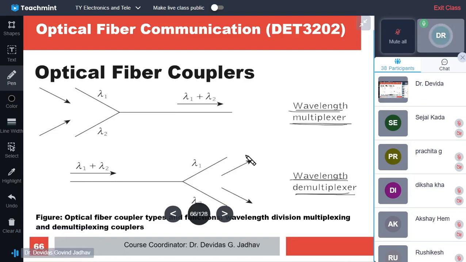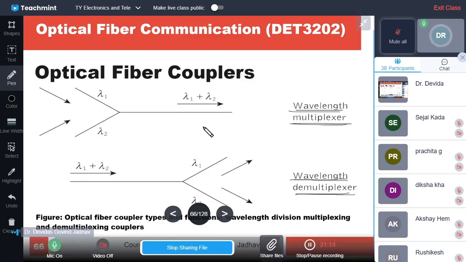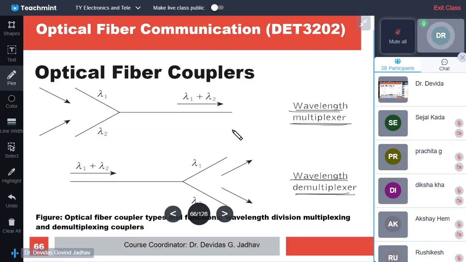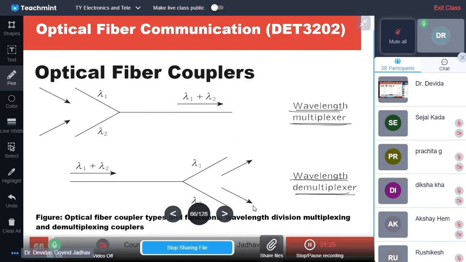So multiplexing is there, demultiplexing is there in WDM, and WDM is very, very useful, as we have seen, because it can have a very large bandwidth in terahertz, isn't it? We have seen it in the previous lectures.